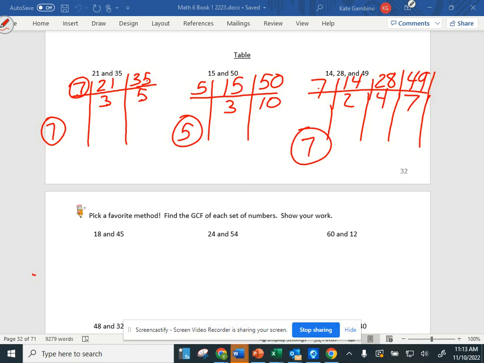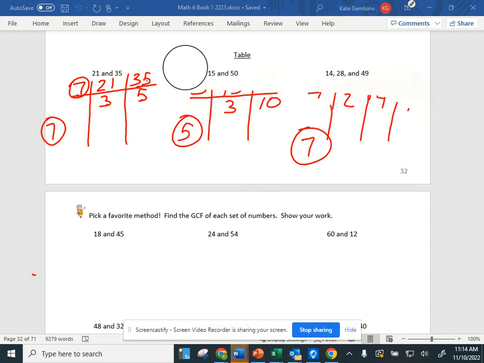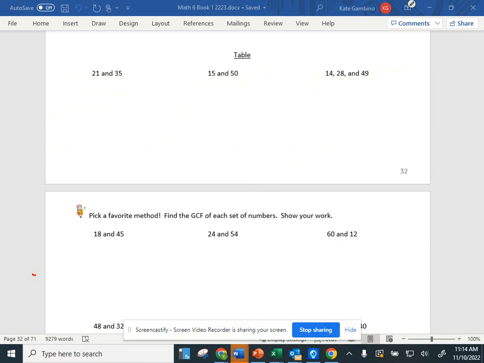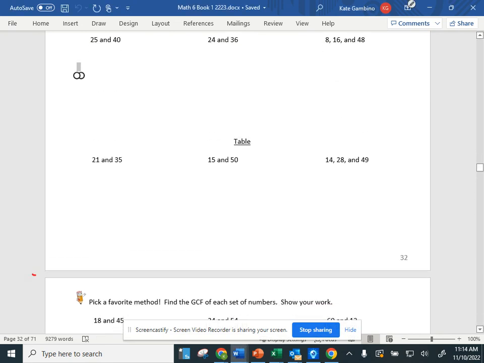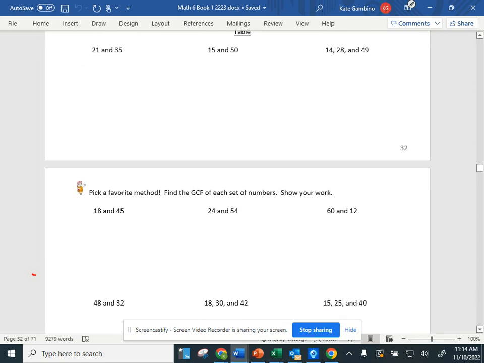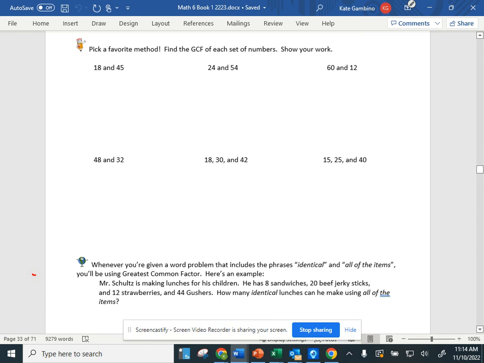On the second page, it says pick your favorite method. That table one is a little bit more confusing. You don't have to redo any of those if you don't want to do the table. You could do the listing or you could do the prime factorization. Make sure that you don't forget to do 8, 16, and 48, doing the listing. Remember I said you're going to do that on your own. Then you're going to pick your favorite method down here, show your work. You are not just going to look at it and do mental math and tell me what the greatest common factor is.